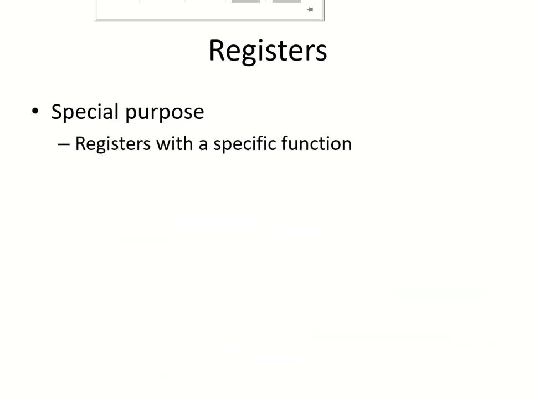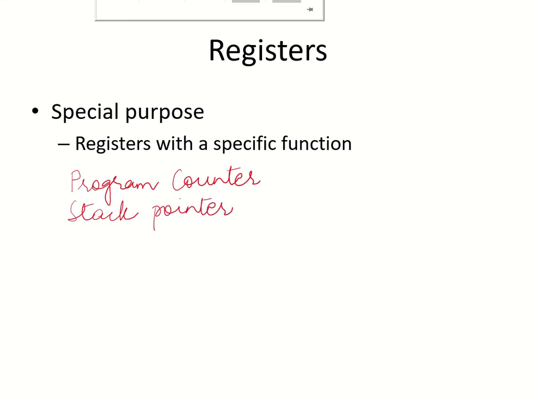Let's come to the special purpose registers. They are registers with a specific function, like the program counter, which points to the next instruction that has to be executed. The stack pointer, which is always pointing to the top of the stack. Now, these two special purpose registers are visible at the ISA level, in the sense that the user who is programming in an assembly language can see these two registers.